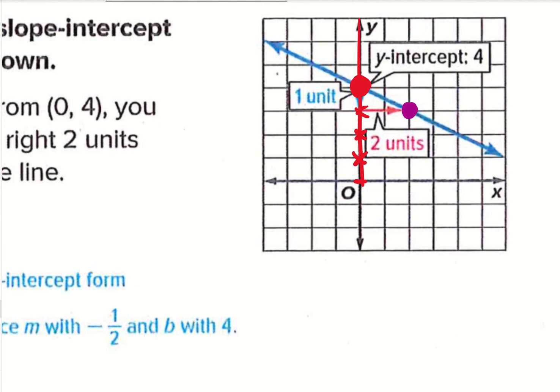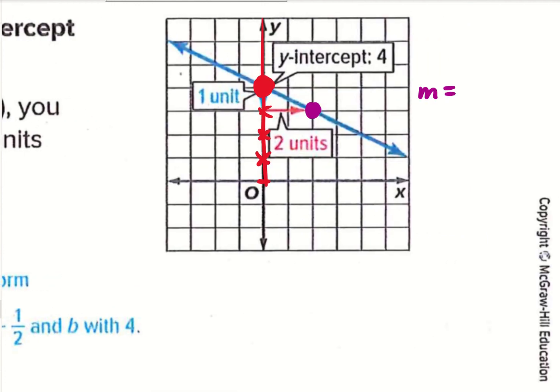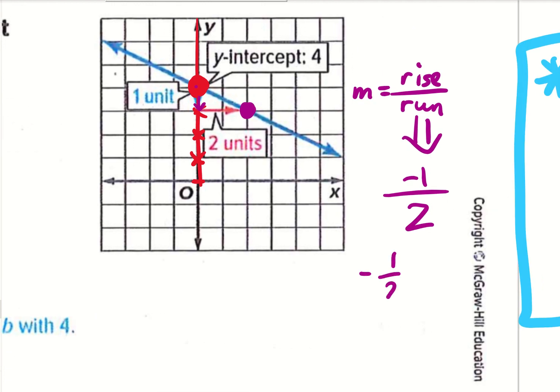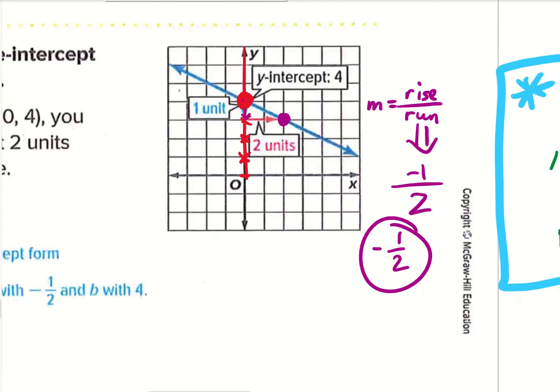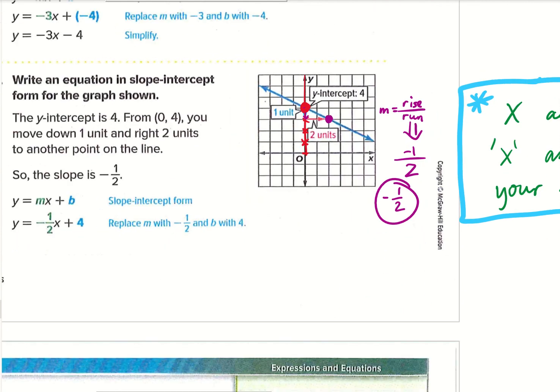you're going to do rise over run to find your slope. So m equals rise over run. Our rise from this point to our second point right here is -1, because we go down 1. So -1 over 1, 2 is our run. So we have -1 over 2, or -1/2. That is our slope. So now we have our y-intercept is 4, and we have our slope is -1/2.